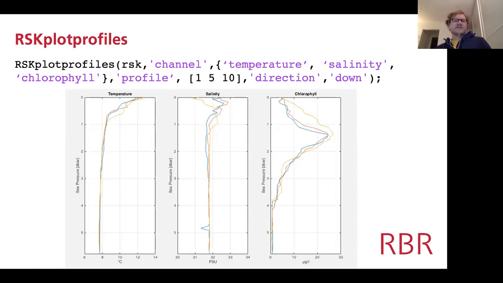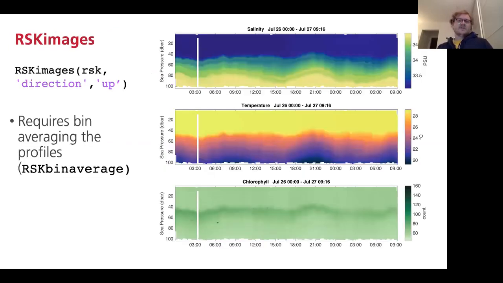If your data is organized as profiles, we have RSK plot profiles, which does exactly that. Again, you can specify the channels if you wish. If you don't tell it which channel, it'll plot all of them. You can specify the cast direction and the profile numbers you want to show. We even have RSK images, which makes these sort of heat maps or Havmöller diagrams, or whatever you wish to call them. It's called RSK images.